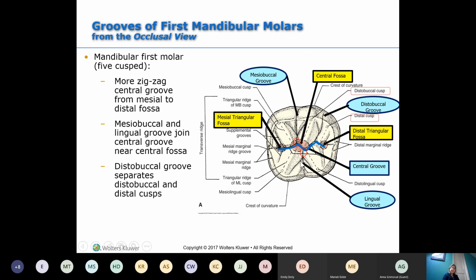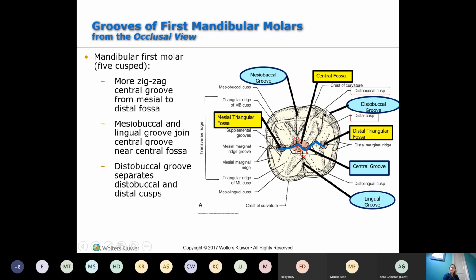Your distal buccal groove separates the distal buccal and distal cusp. So if you've got the distal buccal and then you've got that itty bitty distal cusp, here's your distal buccal groove. Right here. And again, these are all named after their location. So if I said, what are these two grooves' names? You would know the mesial buccal one means it comes from the buccal side toward the mesial. The distal buccal groove is on the buccal side toward the distal.